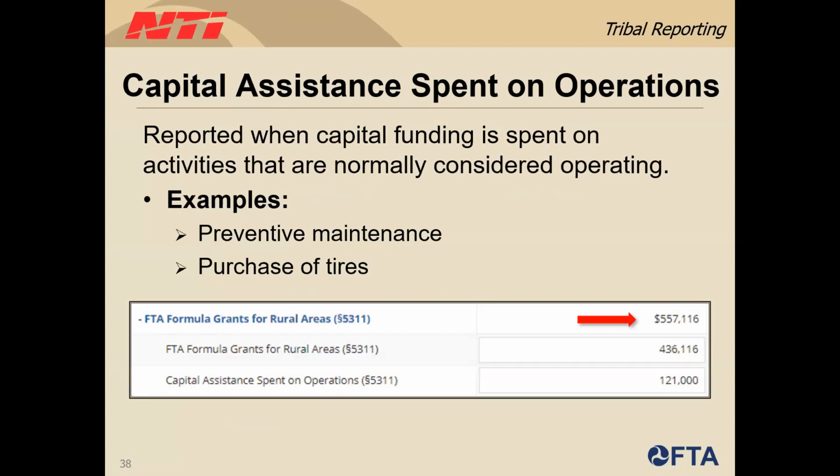All right, next up, a type of operating expense is capital assistance that's spent in operations. These are costs associated to the purchase of equipment. When I'm talking about equipment, it means an article of non-expendable personal property having a useful life of more than 1 year. Equipment will have an acquisition cost, which equals the lesser of the capitalization level established by the government unit, so if you have a $1,000 limit, then it's $1,000 and up, or $5,000 determined by FTA.